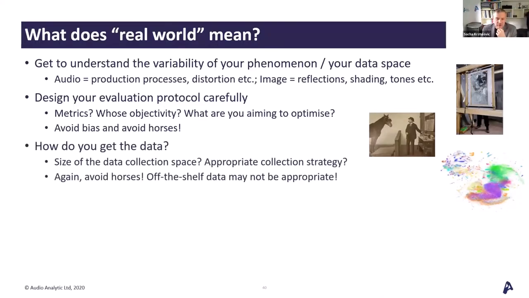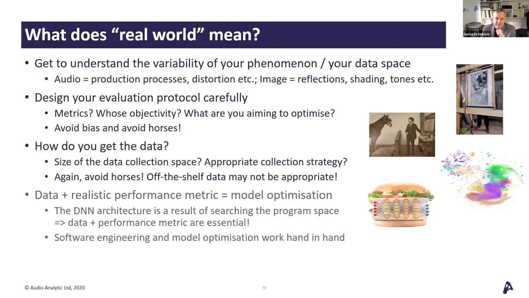How you get the data is an important question. What's the size of the collection space? What's the appropriate collection strategy? A little bit of this, a little bit of that. It might be a blend of things. Again, you have to avoid horses. Off-the-shelf data may not be appropriate. It might be having biases that you didn't think through. So it's really important to identify and to study and to dig as deep as you can in terms of identifying potential biases in your data.